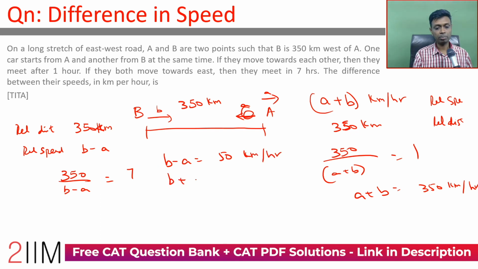We know that B plus A is 350. We can find B and A. But we are asked for the difference between their speeds in kilometers per hour. The difference between their speeds is just B minus A, which is 50 kilometers per hour. The first point is not even needed, only this we needed, and the answer is 50 kilometers per hour.